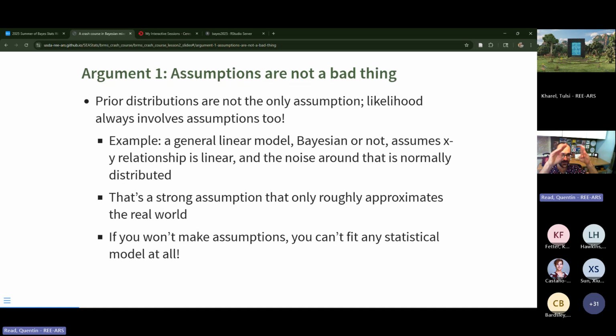The normal distribution is a mathematical function. It only exists on paper. It does not exist in reality. Yes, it's a good approximation for many processes that occur in the real world, but it's still an assumption. It's still an approximation. It's not always true. So if you were saying, I'm never going to make any assumptions, you're never going to be able to fit any model at all, because a model is by definition a simplification of the real world that makes assumptions.